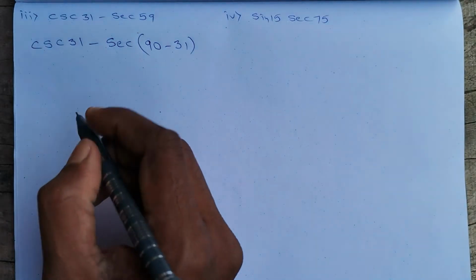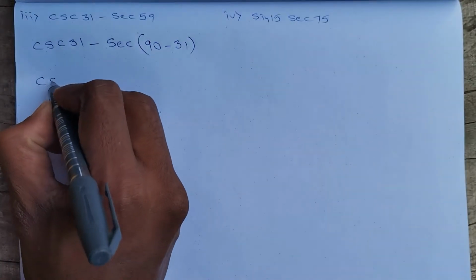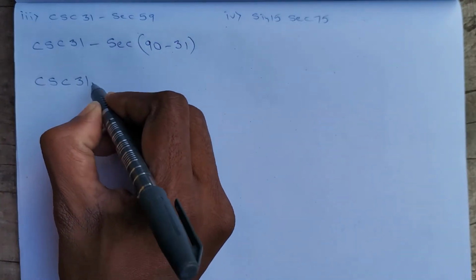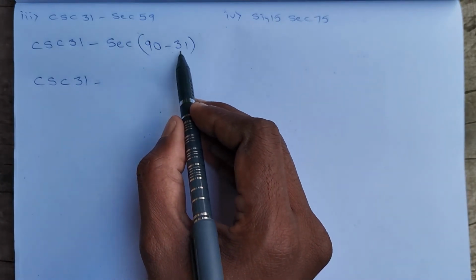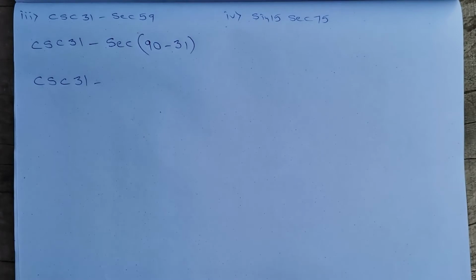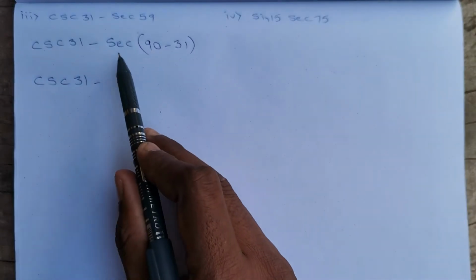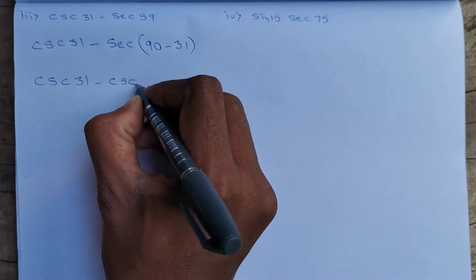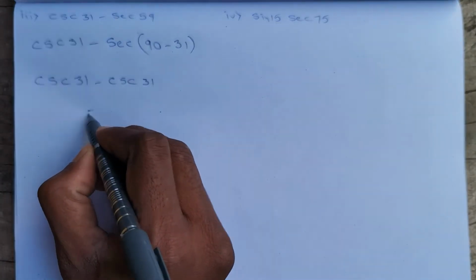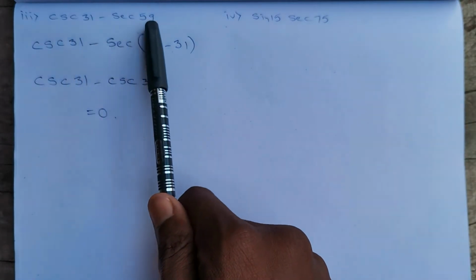Now the first term we are not changing, so as it is, cosecant 31, minus secant of 90 minus 31, which is in the form of secant of 90 minus theta. So secant of 90 minus theta is nothing but cosecant theta. So secant of 90 minus 31 will be equal to cosecant 31. Cosecant 31 minus cosecant 31 is 0. So finally the value of cosecant 31 minus secant 59 is 0.